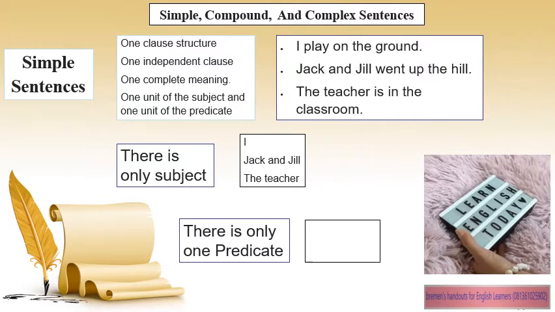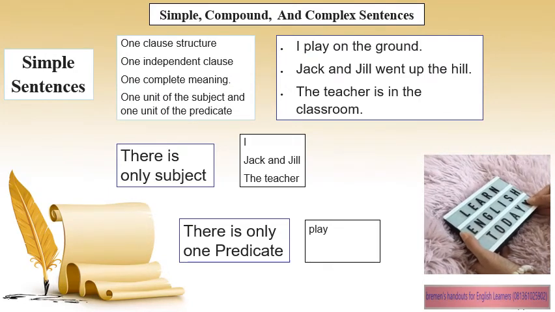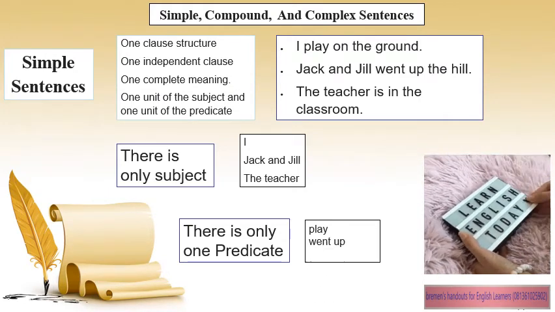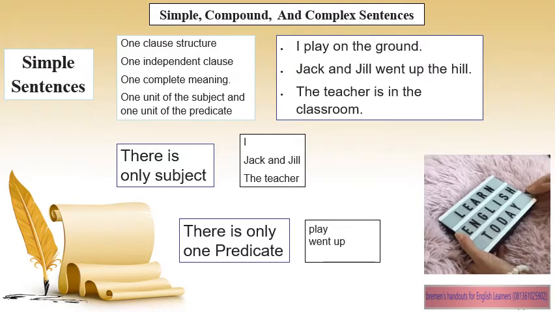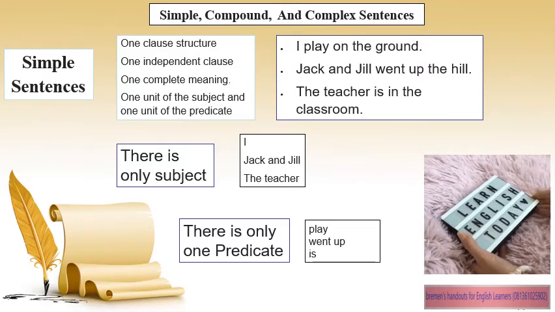There is also only one predicate in each sentence. I play on the ground, with the subject I and the predicate play. Jack and Jill went up the hill. The predicate is went up. And the teacher is in the classroom, with the predicate is.